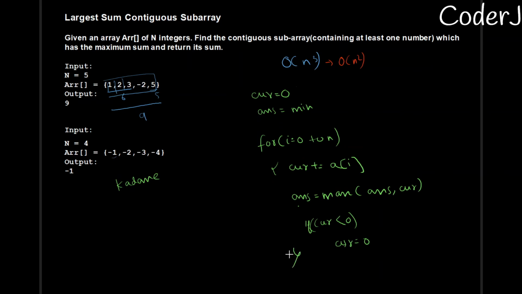And what is the time complexity for this? You are only using one loop. The time complexity is order of n, right?